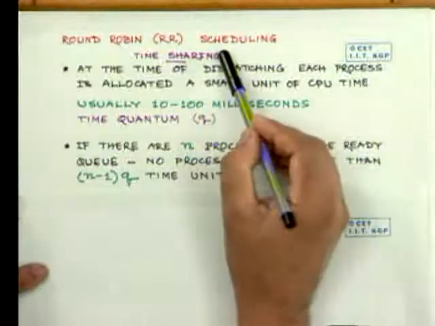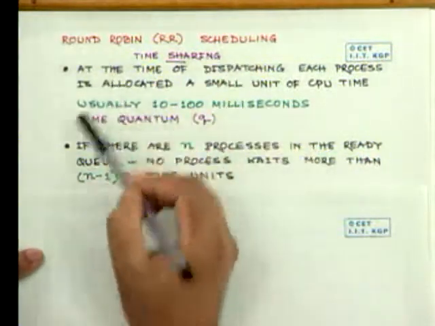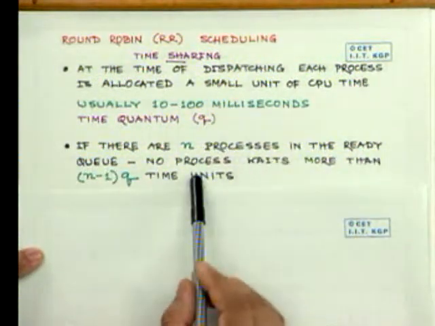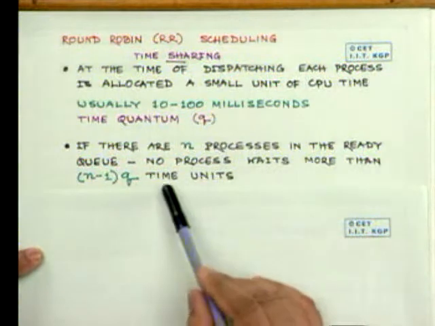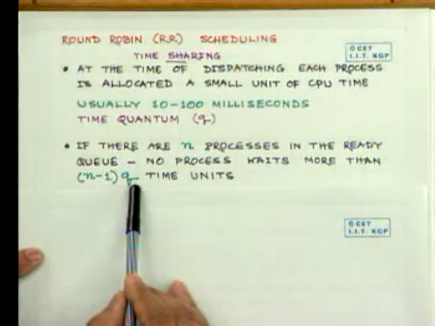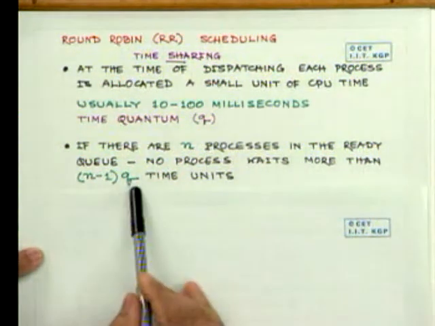That way, we are time sharing the CPU amongst the processes. And if there are n processes in the ready queue, no process waits more than (n minus 1) times q time units. That's the maximum a particular process will be waiting amongst the processes which are in the ready queue.